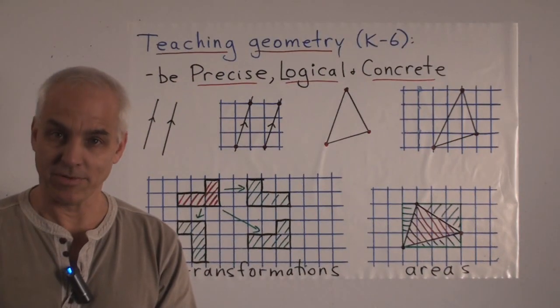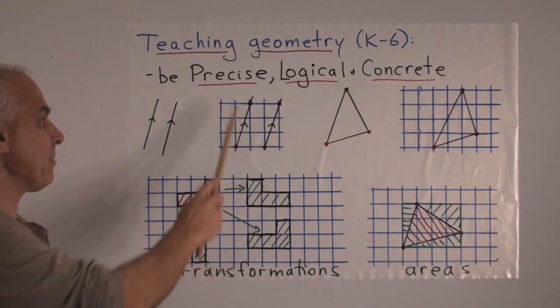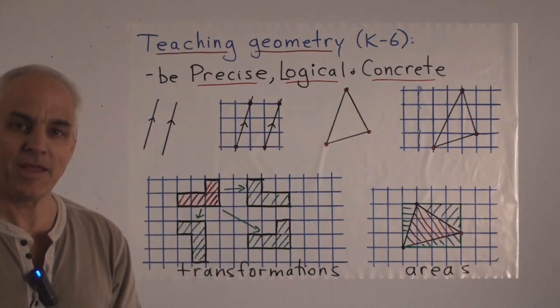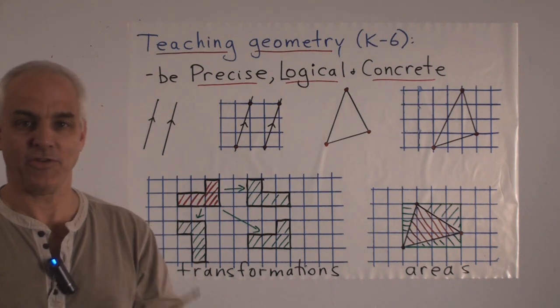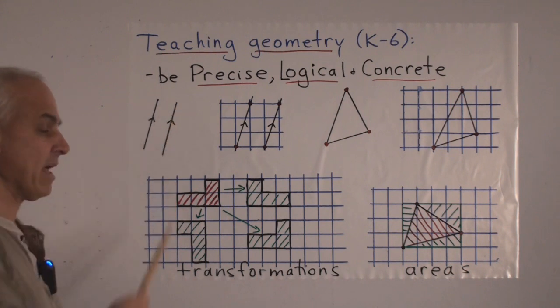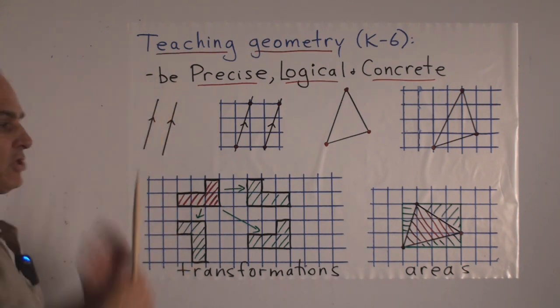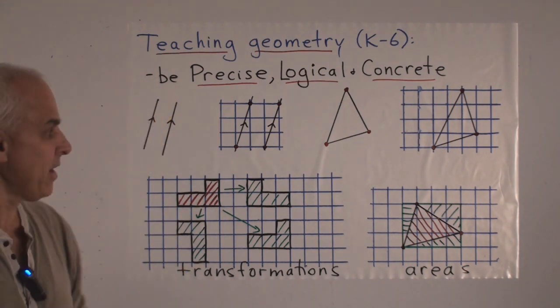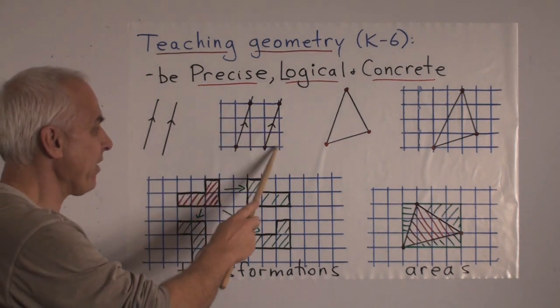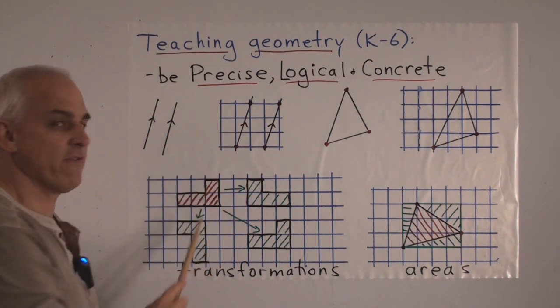When teaching young people geometry, it's important to be precise, logical, and concrete. A piece of graph paper helps us to achieve that. Instead of talking about parallel lines in this nebulous way as just 2 lines which don't meet if you extend them, in the grid context, it's very explicit. 2 lines are parallel if they have the same direction vectors.